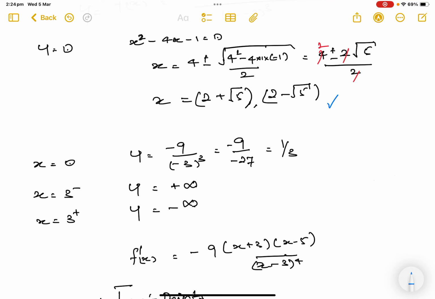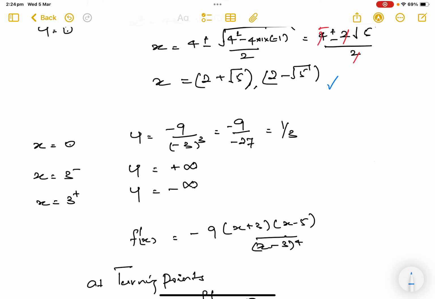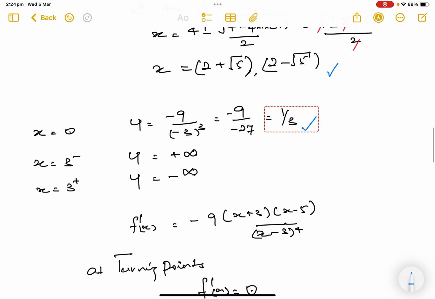Right, okay. Now we see another standard form, x equals 0. If you put x equals 0, y equals minus 9 over minus 3 squared minus 9 over minus 27, that is 1/3. So it cuts the y-axis at 1/3 as well. So x-axis intercept and y-axis intercept, done.